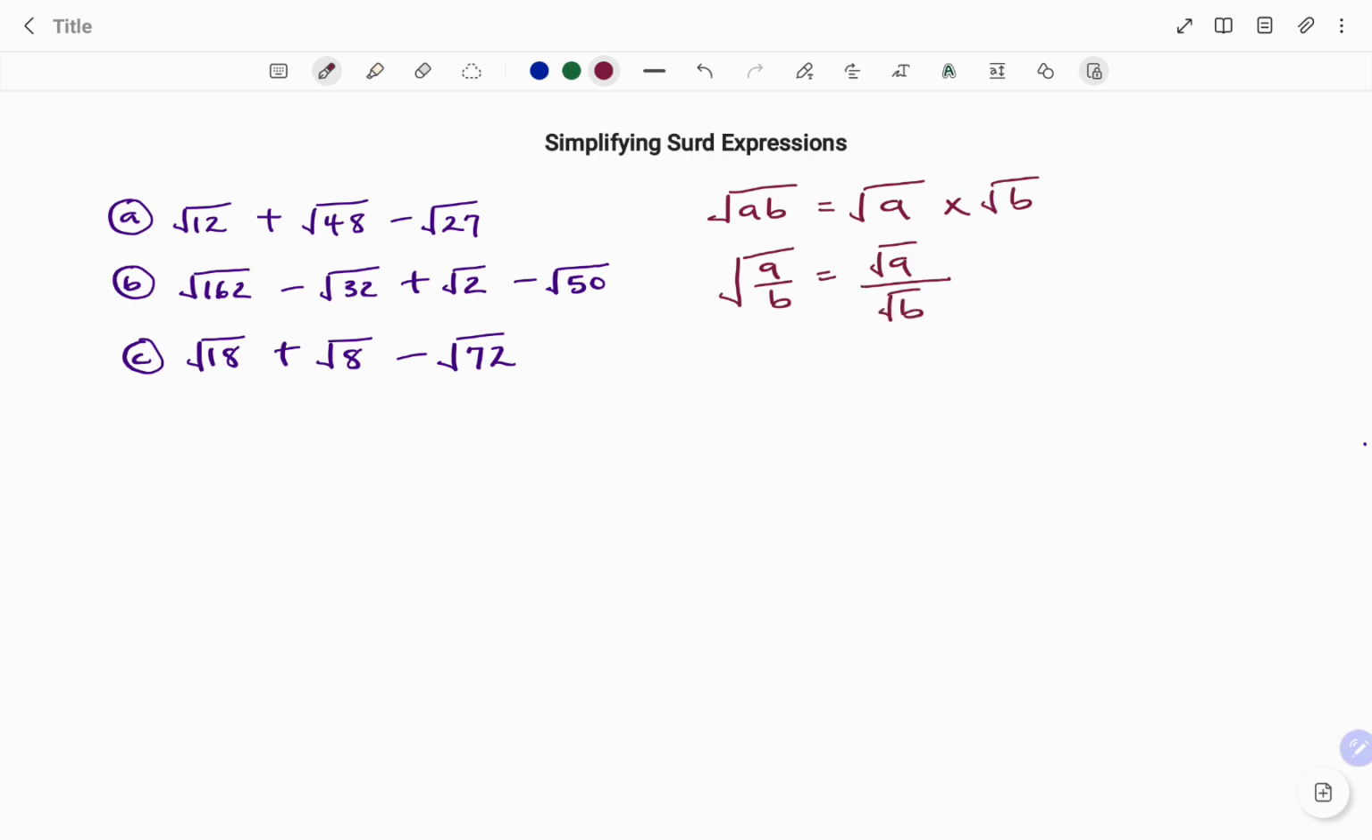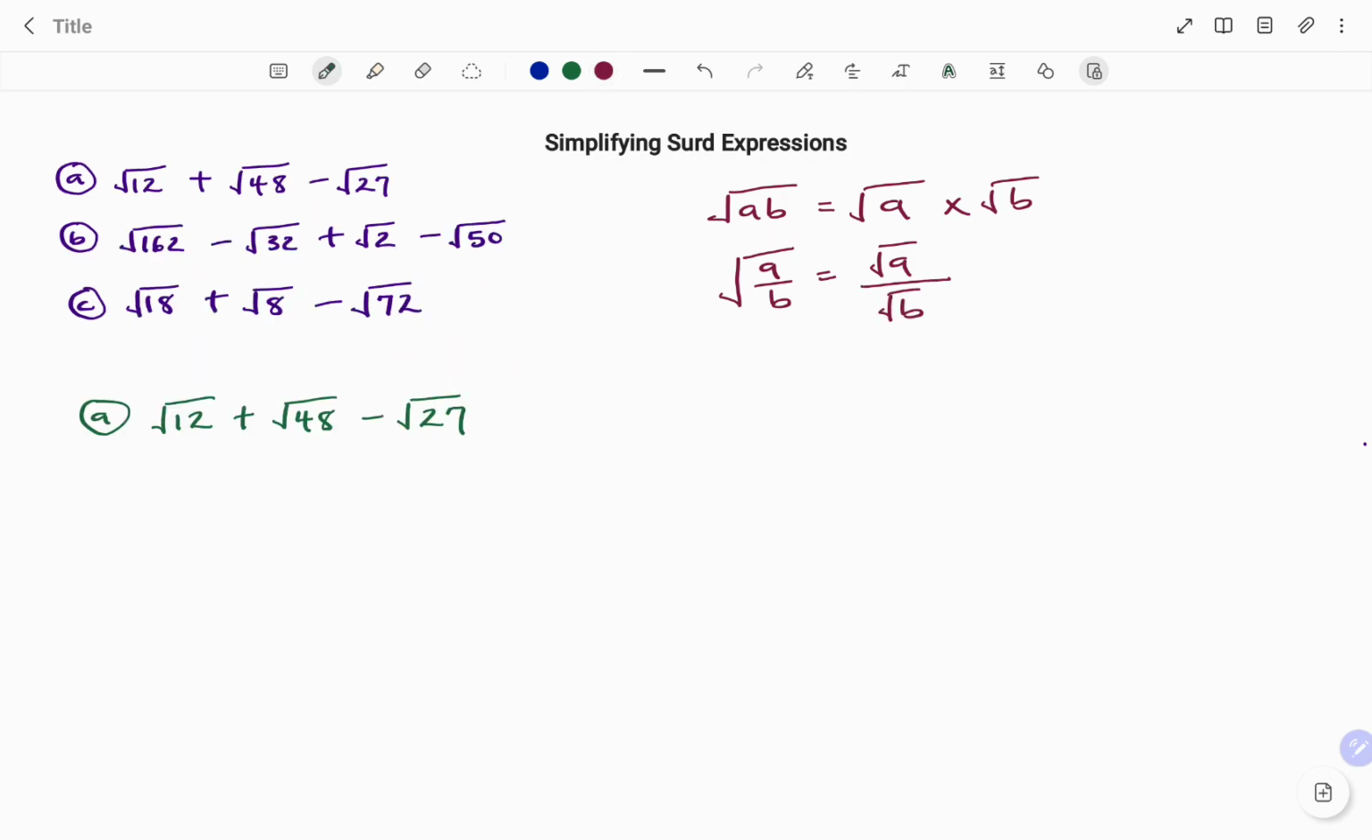So going back to our examples, in the first example we have root 12 plus root 48 minus root 27. To simplify, we need to rewrite each root as a product of one of its factor pairs. However, in doing so, we need to make sure that at least one of the factors is a perfect square. So to rewrite 12, we are going to use 4 times 3, because 4 is a perfect square.